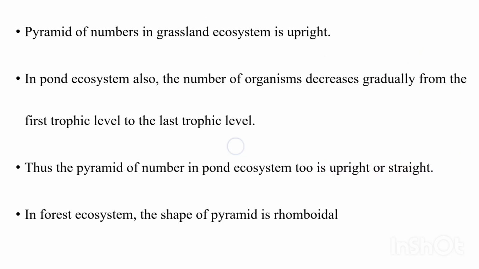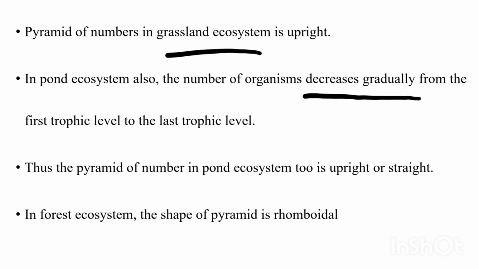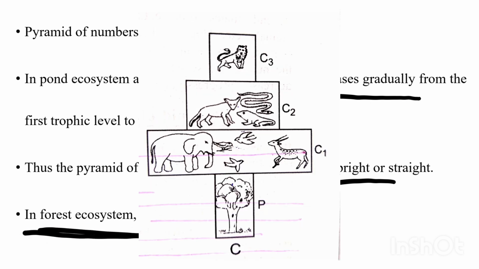Next, the pyramid of number of a grassland ecosystem is upright. In a pond ecosystem it gradually decreases, so it is also upright. In the forest ecosystem, the shape of the pyramid is rhomboidal.